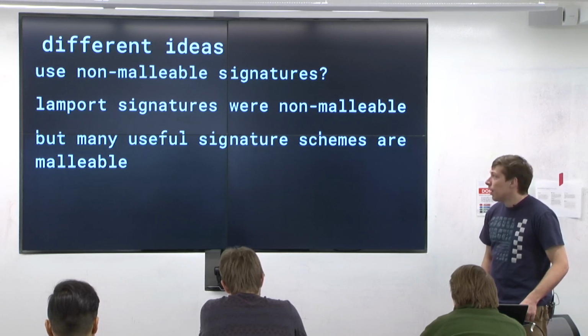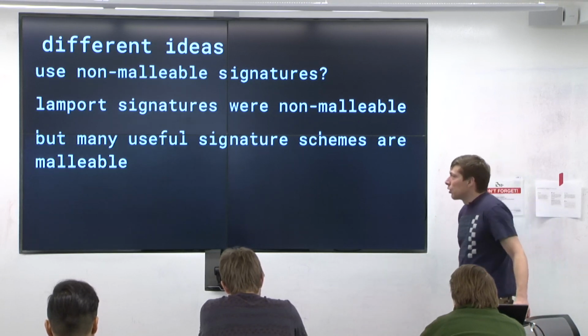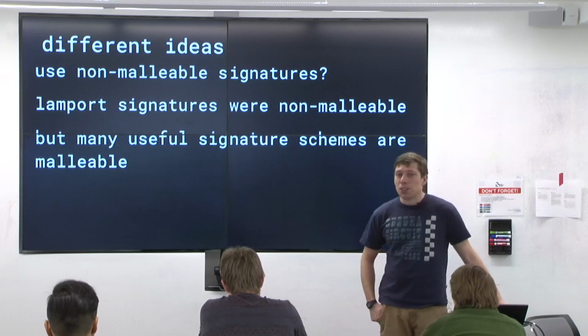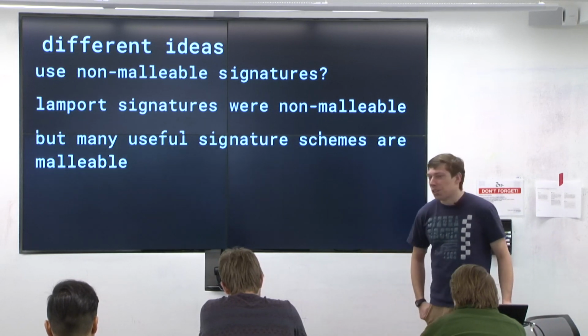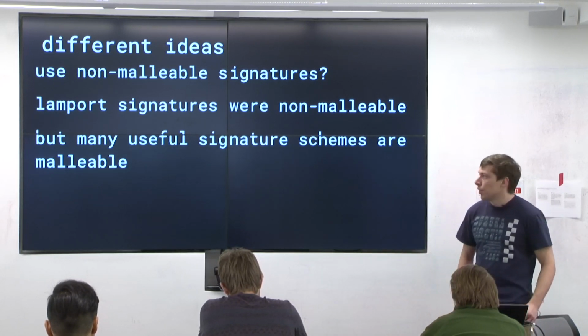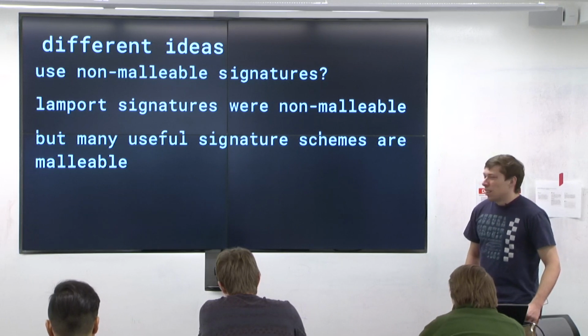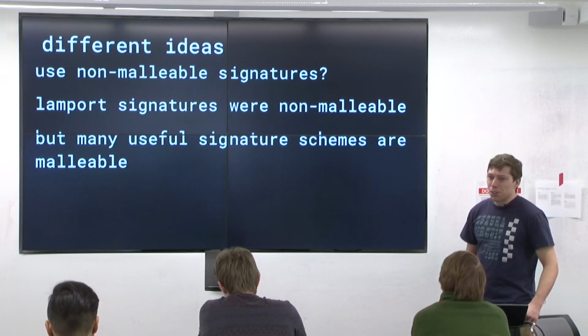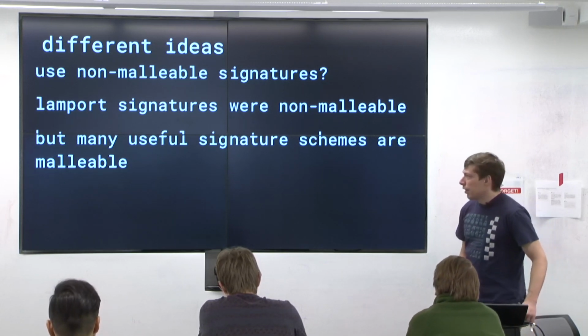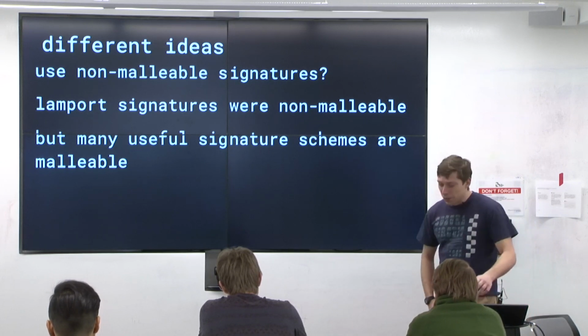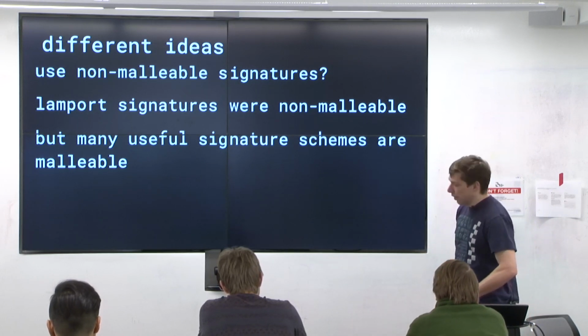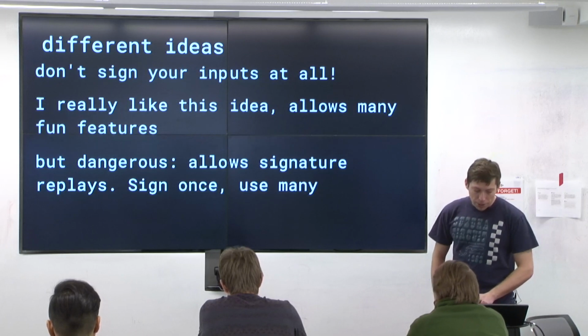So that's good. The thing is, many useful signature schemes are malleable. So to just say, no, you have to use a non-malleable signature scheme, it's not a great answer to the question. RSA, I'm pretty sure there's some weird malleability stuff in RSA. ECDSA, a lot of the systems have randomness in there and they're malleable.